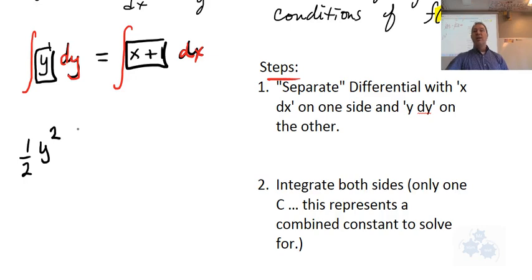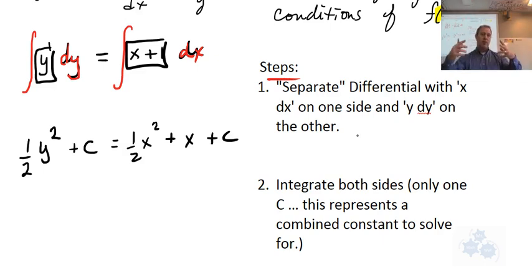Now, if this is not a definite integral, we do the plus c. I'm going to explain this c in a minute. So here too, this is 1/2 x squared plus x, because the antiderivative of 1 would be x, and then plus c. Are we good there? That's just the antiderivative. Okay, integrate.